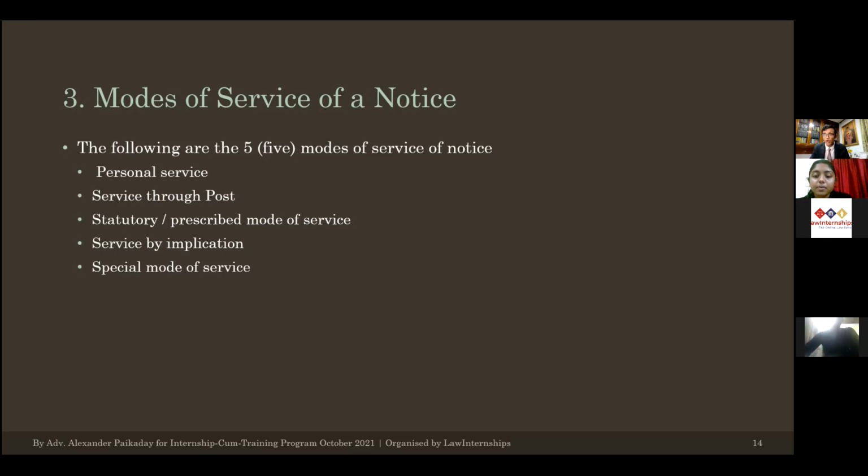The indirect mode, or service by implication, arises when the notice giver sends the notice through a bearer or special messenger or by post, but the addressee refuses to accept it. When the addressee refuses to accept, the notice is presumed to have been served by implication. And lastly, leaving of a notice at a part of the premises of an addressee is an illustration of a special mode of service. Example: when a person is not available at the apartment, the notice is given to the neighbor of the person.